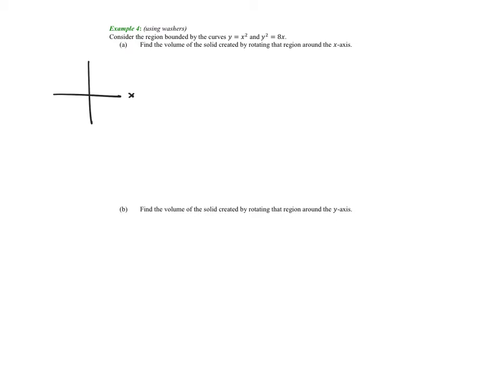Okay, here I've got x, here I've got y. Let's draw y equals x squared in red. So it looks something like this. Okay, there's y equals x squared.